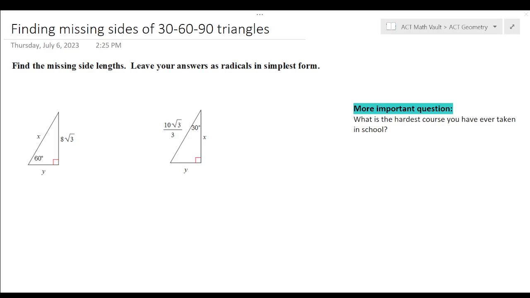Here are the two problems that we'll do, and to make sure that we don't take ourselves too seriously, let's think about the fun question. What is the hardest course you have ever taken in school?